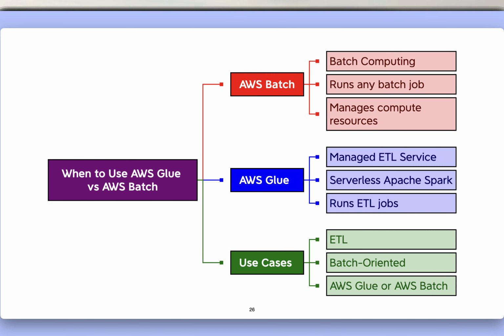When to use AWS Glue versus AWS Batch. 1. AWS Batch, batch computing. AWS Batch efficiently runs any batch computing job on AWS. It creates and manages compute resources in your AWS account. 2. AWS Glue, managed ETL service. AWS Glue is a fully managed ETL service. It provides a serverless Apache Spark environment to run ETL jobs. 3. Use cases, ETL versus batch-oriented. For ETL use cases, AWS Glue is recommended. For other batch-oriented use cases, including some ETL scenarios, AWS Batch may be a better fit.